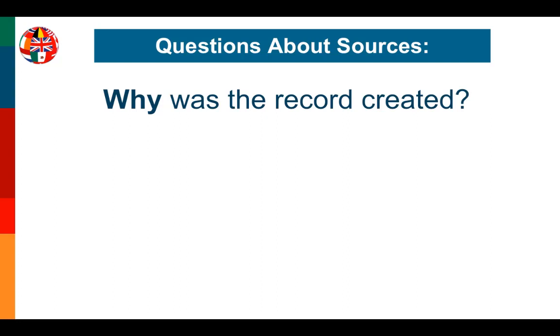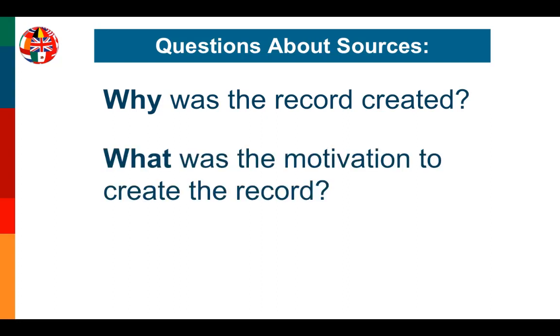Why was the record created, and what was the motivation to create the record? For example, a record may have been created because of a state mandate to record births, or a tax collector was charged with finding all citizens and collecting all applicable taxes. This could indicate that the tax list is reliable because most tax collectors were very thorough in their collection process.